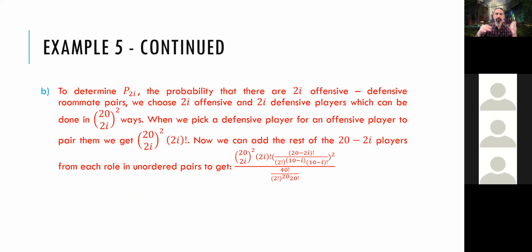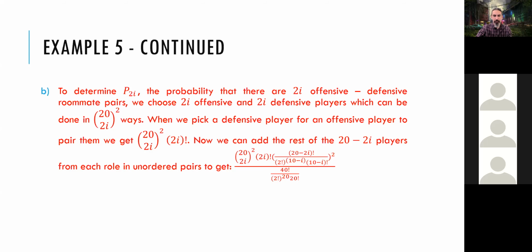For example, let 2i be 10. So I have picked 10 players from offensive ones, 10 players from defensive ones, and I have mixed them, paired them and put them aside. Now I have 10 defensive and 10 offensive players left. From those 10 players, I have to make sure that all offensive players are paired together and all defensive players are paired together as well.